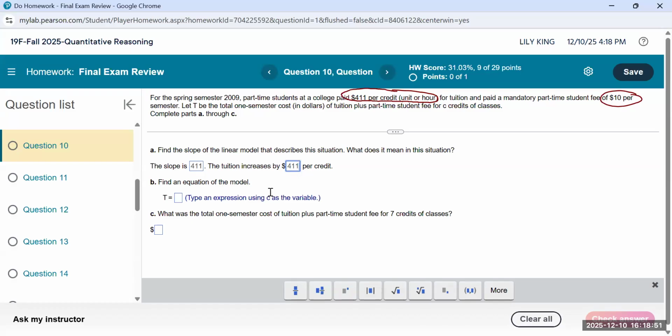Now we need to write an equation of the model, okay, using C as a variable. Now, in writing a linear model, there are two main pieces you need. You need your slope, which is your M, which is what we found on part A. You also need your starting value of B. So writing this in the form Y equals MX plus B, your M is 411, X is C, and the B is 10.